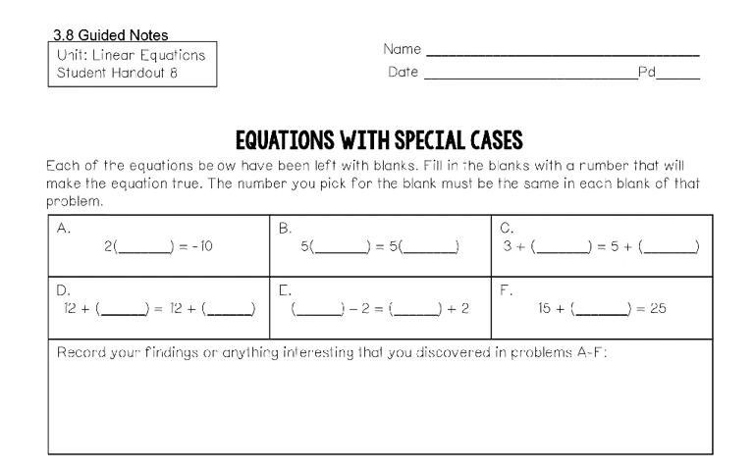However, today we're going to look at some special cases where there's some equations where maybe something else can come in for x, or maybe nothing could go in for x. So let's take a second and look at these examples here. In this box, it says each of the equations below have been left with blanks. These are like your variables. Fill in the blanks with a number that will make the equation true. The number you pick for the blank must be the same number in each blank for that problem.